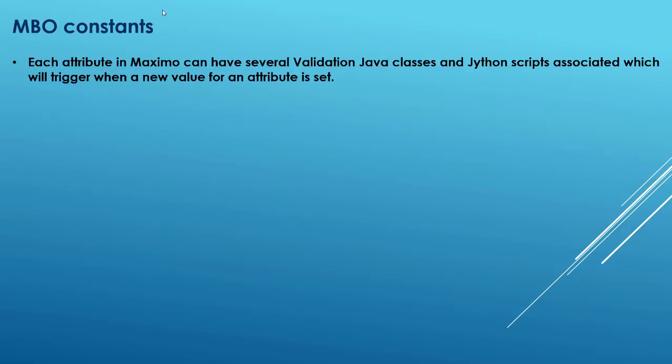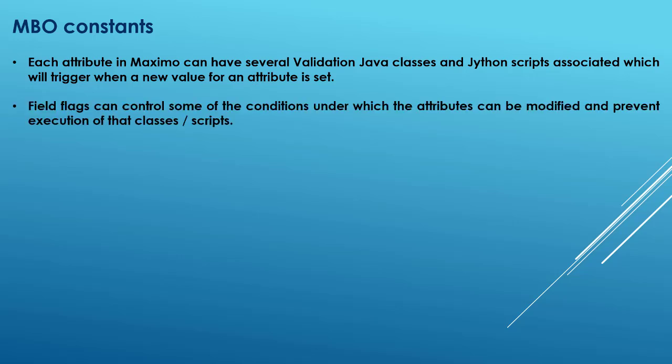We'll talk about MBO constants as the first topic in this series. Each attribute in Maximo can have several validation Java classes and Jython scripts associated, which will trigger when a new value for an attribute is set. Field flags can control some of the conditions under which the attributes can be modified and prevent execution of that class or script. So the following field flags are commonly used. You will use these mostly in your scripting.